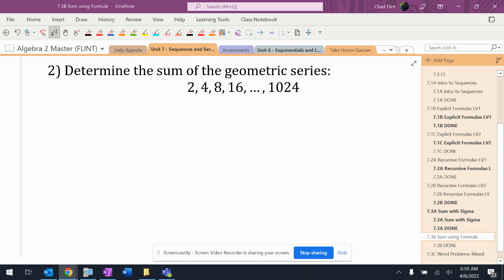Okay, so determine the sum of this series. It gives me the numbers, doesn't tell me how many terms there are, but I can figure out how many terms there are. All right, it's doubling each time. There's lots of ways to do this. Again, I'm not using complex formulas. I'm just gonna keep going, all right?